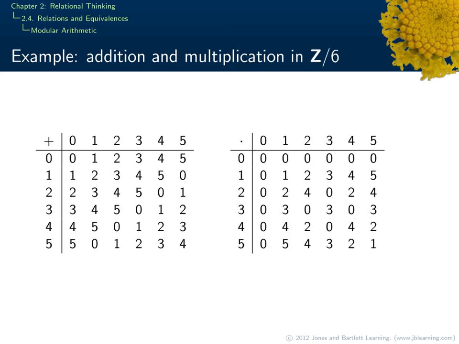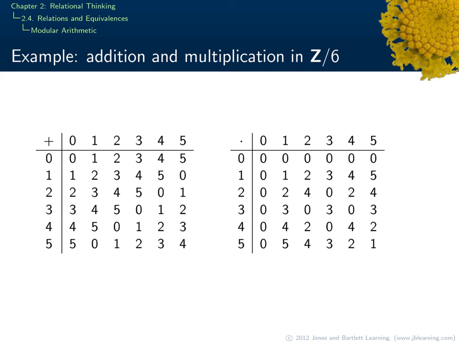Okay, a while ago we computed the equivalence classes modulo 6. You might remember they were represented by the numbers 0, 1, 2, 3, 4, and 5. Now we can use the addition and multiplication that we talked about on the previous slide to make addition and multiplication tables for these equivalence classes modulo 6.